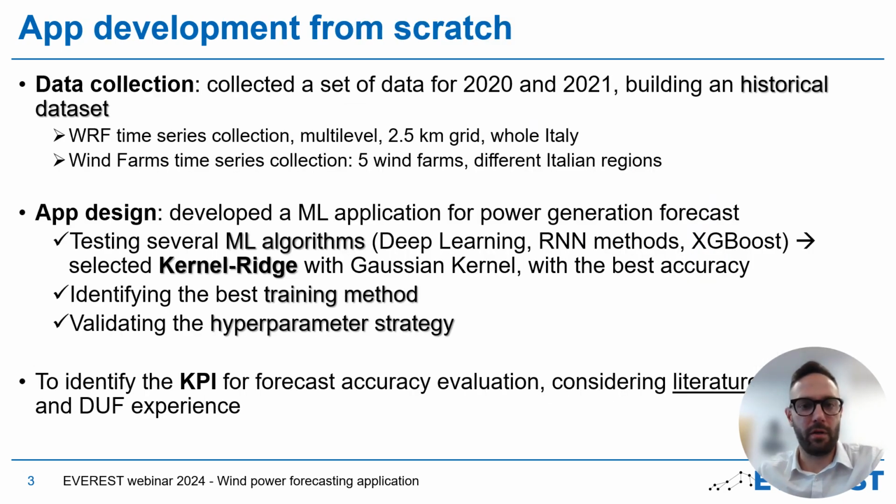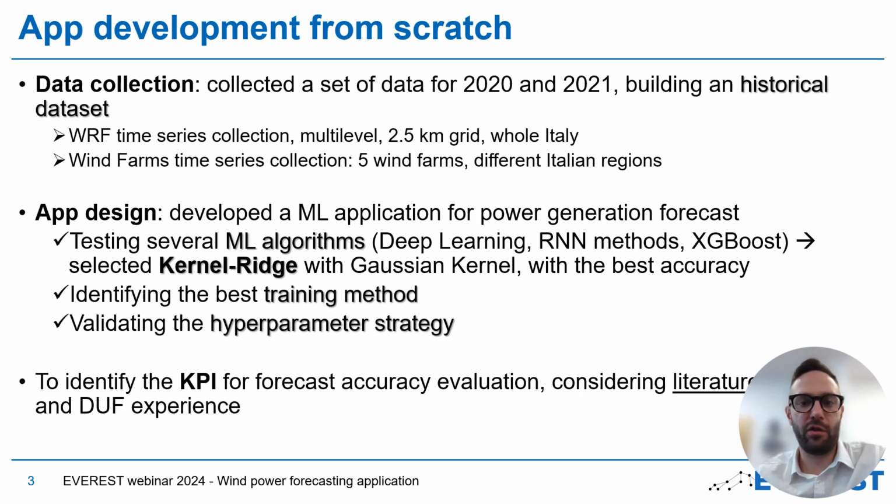To train the machine learning model, we collected 2 years of high-resolution WRF data at different height levels and observation time series of several wind farms covering the same period, mainly hourly generation data. The choice of the machine learning algorithm in the first phase fell on kernel ridge regression, because it is suitable to start training with a low quantity of data. And also it is easier to configure the hyperparameters.